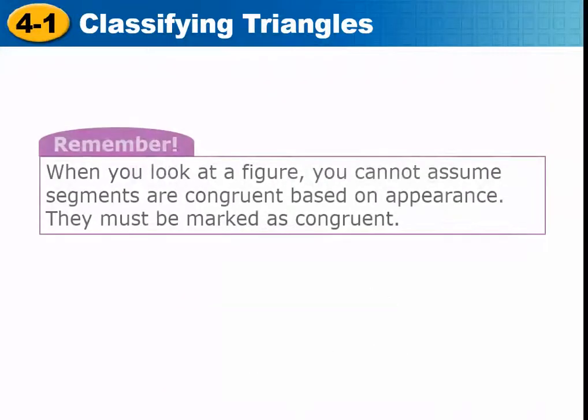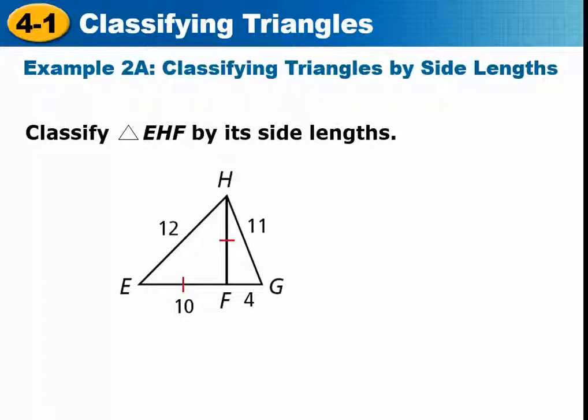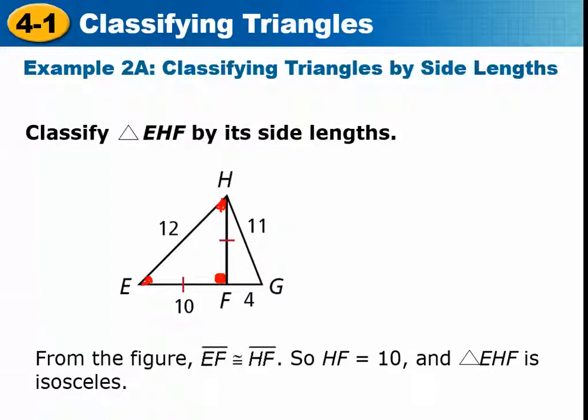They're all different lengths. When you look at a figure, you cannot assume that segments are congruent based on appearance. They have to be marked as congruent. Also, you cannot assume that you have a right angle unless it's marked as a right angle. We cannot assume that we have a right angle in this picture. We can assume that segment EF and segment HF are congruent because they have those little tick marks that show they're the same. We are supposed to classify this triangle by its side lengths, and it's triangle EHF. So it's not EHG, it's EHF. 2 sides are marked congruent. Therefore, it's an isosceles triangle.